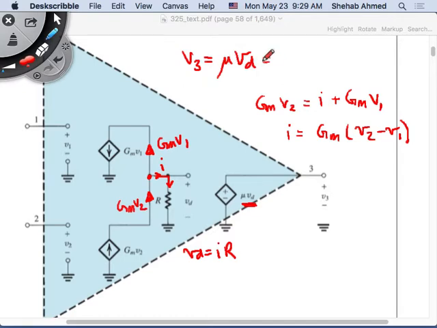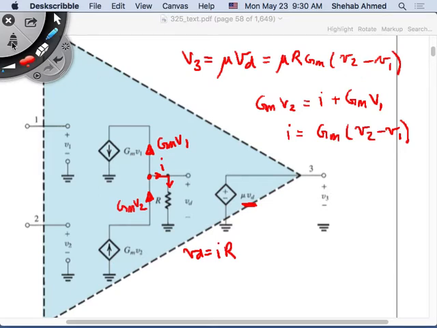So V3 is then equal to mu times R times GM times V2 minus V1, right? And then they gave you some values for mu, GM, R, etc., and ask you to calculate the gain in dimensionless terms.